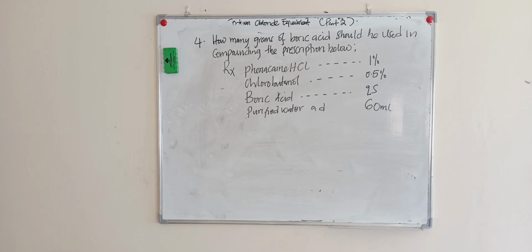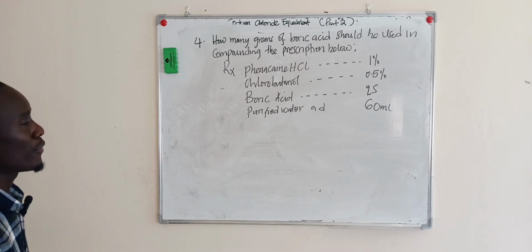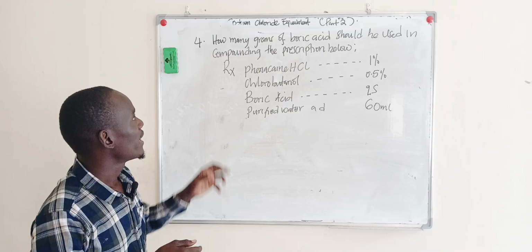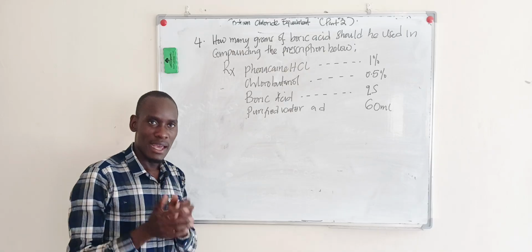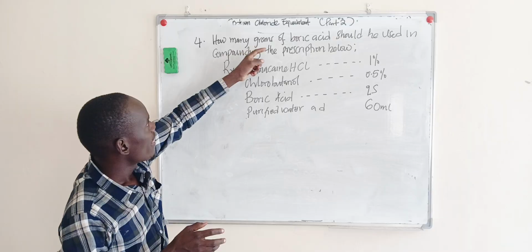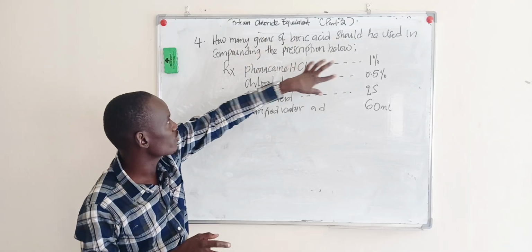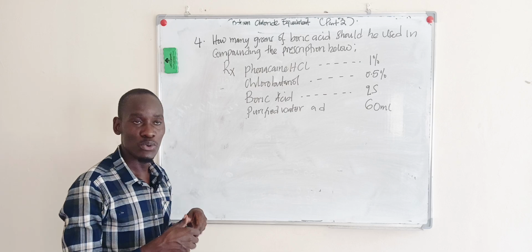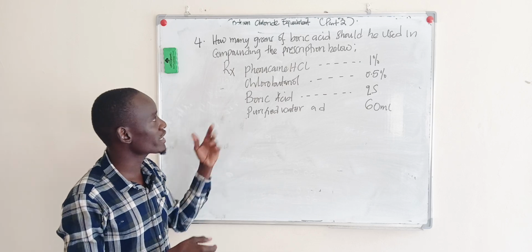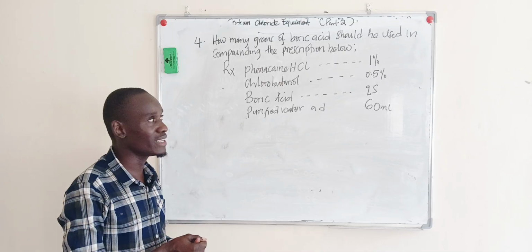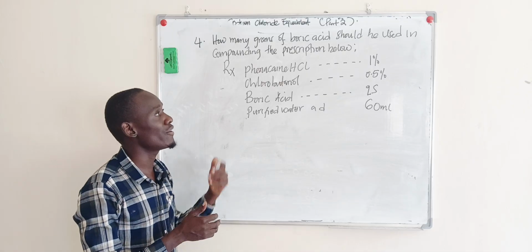This is the fourth example, and it is your assignment. Get your calculator and a pen and solve out the amount of boric acid that should be used to make this solution isotonic with blood plasma. You can check out for the sodium chloride equivalent of the ingredients in the tables, the reference tables.